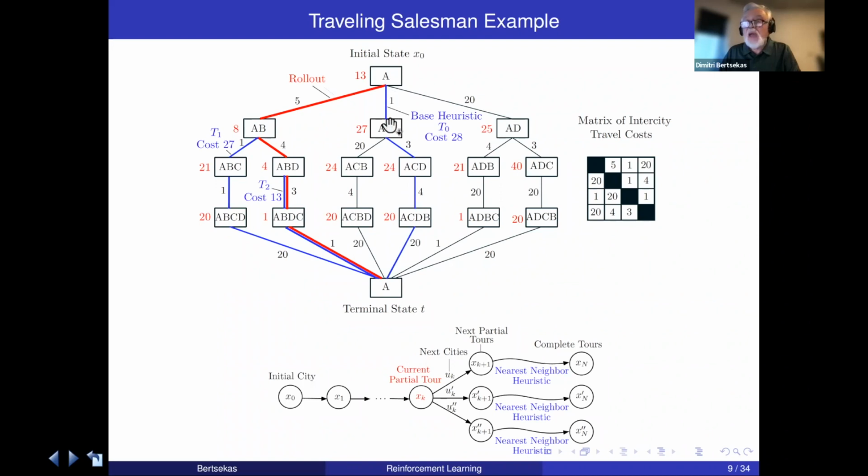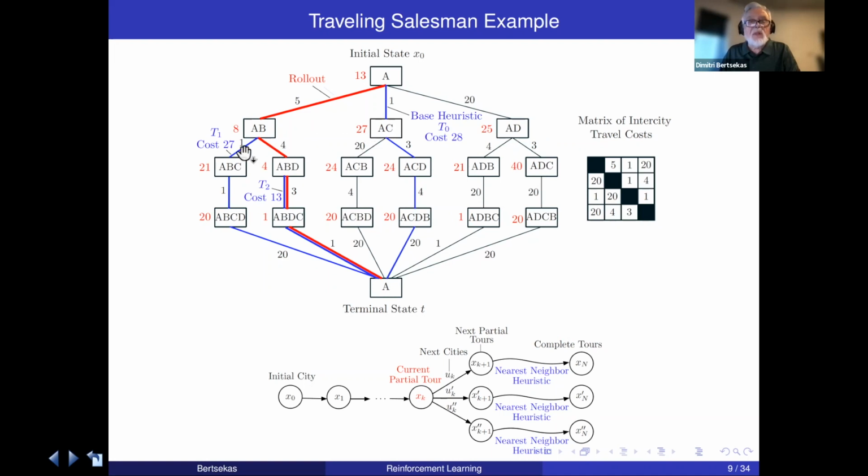Then we consider the other option, which is to go to C, D, C. Then we run the base heuristic from there. It's this one. And it gives you a cost of 1 plus 3 plus 4 plus 20, which is 28. And then I consider the third option, go to C, D, B, and we run the nearest neighbor heuristic. Takes me here, here, here. So this gives me like 63.